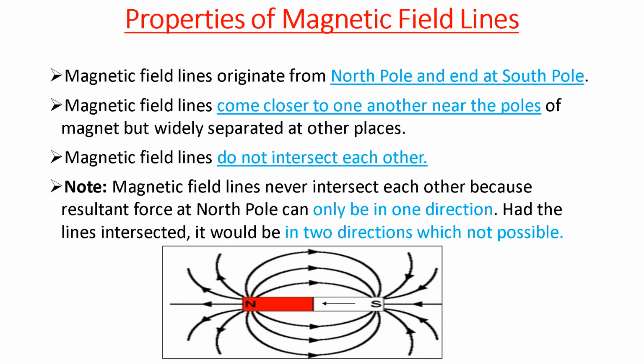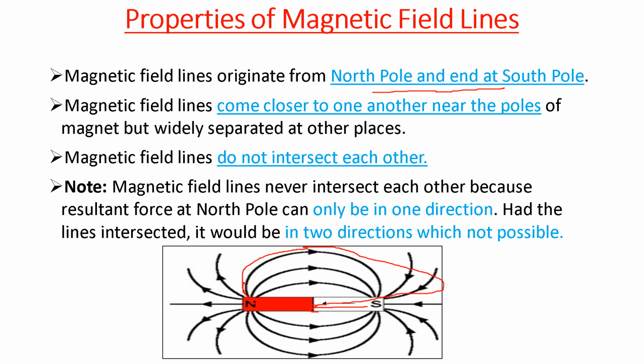The first property is that magnetic field lines originate from the north pole and end at the south pole, but this is outside the magnet. This is the direction outside the magnet, but inside the magnet it moves from south to north. An arrow shows that the magnetic field lines inside the magnet move from south to north. So it starts from the north pole, reaches the south pole, and again from inside it reaches the north pole. So we can say that it is a closed loop.